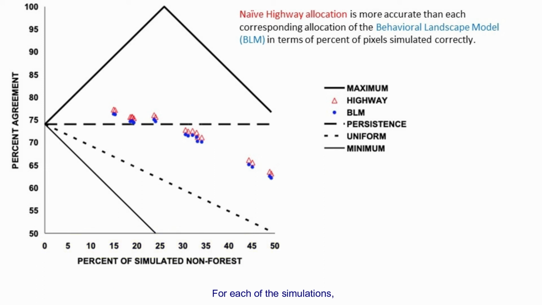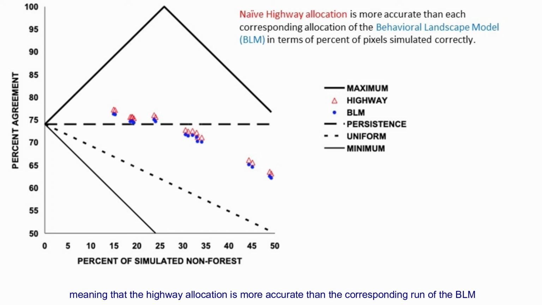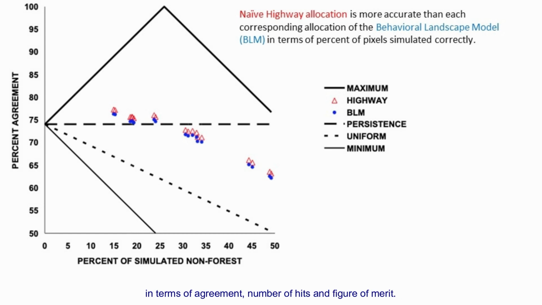For each of the simulations, the red triangle of highway allocation is directly above the corresponding run of the behavioral landscape model, meaning that the highway allocation is more accurate than the corresponding run of the behavioral landscape model in terms of agreement, number of hits, and figure of merit. Other summary metrics could reach different conclusions.